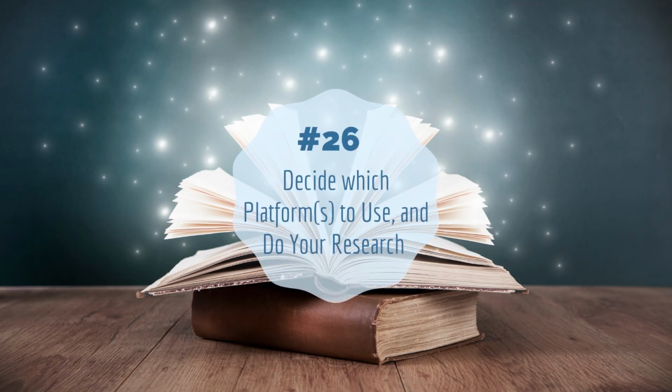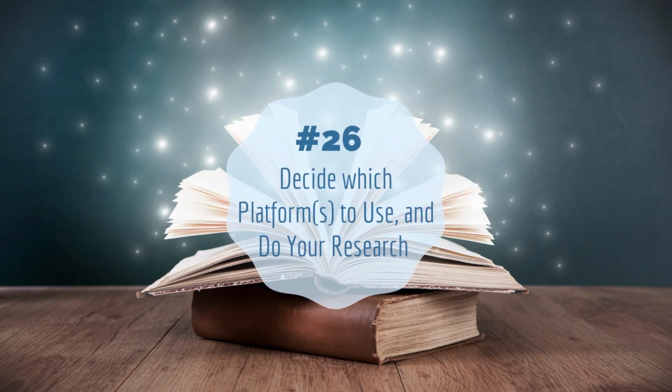Step number 26 is to decide which platform to use and do your research. There are quite a few self-publishing platforms out there. I chose KDP for my ebook and my softcover, and Ingram Spark for my hardcover. Because I chose KDP and Ingram Spark, now I know the most about them because I went further with in-depth research, so I can tell you a couple things.